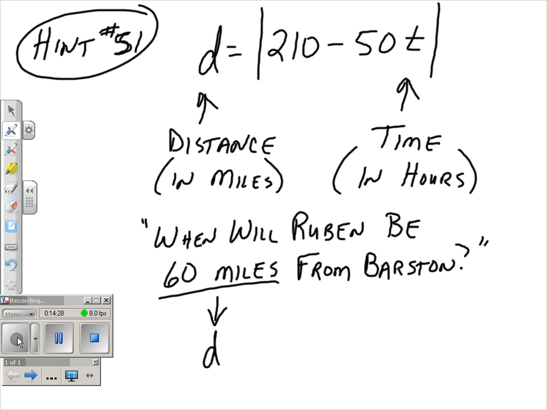Now it's going to be two answers, alright? Because if this is Barston and he's traveling on the road through Barston, you're going to have two answers, because he's going to be on his way to Barston, and then he's going to be traveling out of Barston. So he'll be further away and approaching Barston for one answer and further away for another. So you guys take care of that one.